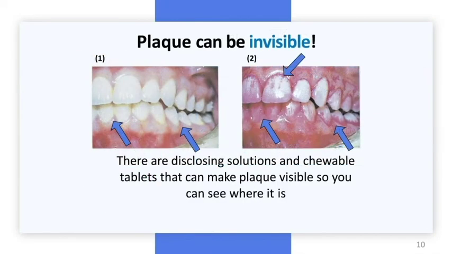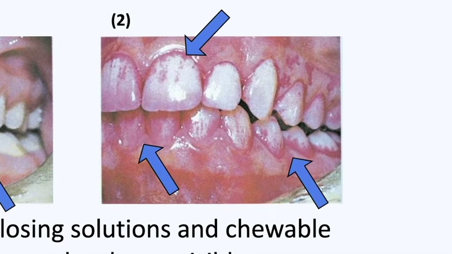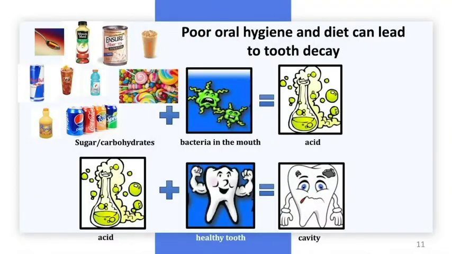Everyday plaque is invisible, however, and you can see on this picture on the left, titled number 1, the teeth look pretty clean. It doesn't look like there's a ton of bacteria or that they did a poor job brushing, but there are actually solutions or tablets that you can chew that make the invisible plaque visible. And you can see by the picture on the right, titled number 2, there's actually a ton of bacteria left after this person brushed. Poor oral hygiene and diet can lead to tooth decay.